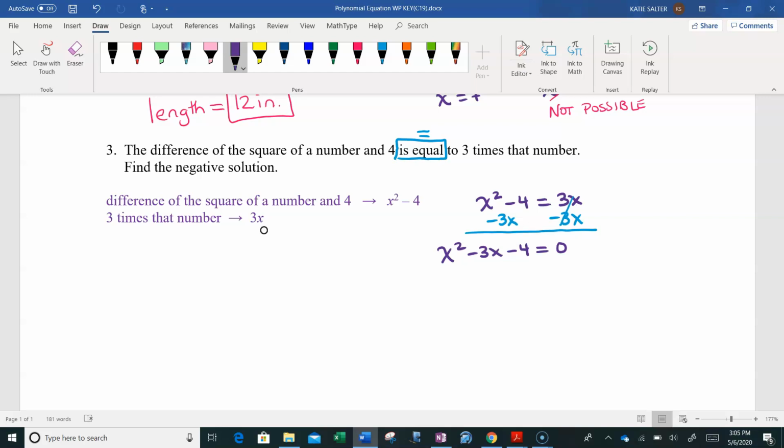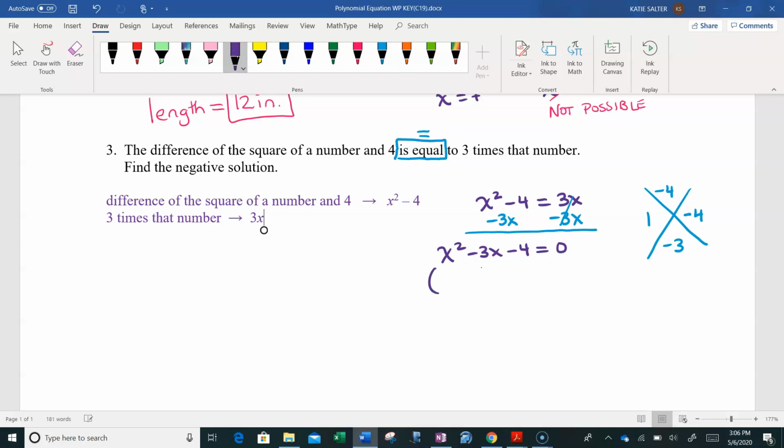We end up with a trinomial again in this case. It's one of those simple trinomials, so we can shortcut it to factor. What two numbers multiply to negative 4 and add to negative 3? Clearly, it's going to have to be 1 and 4, not 2 and 2. And for it to add to negative 3, the 4 will have to be negative. 1 times negative 4 multiplies to negative 4. 1 plus negative 4 adds to negative 3.